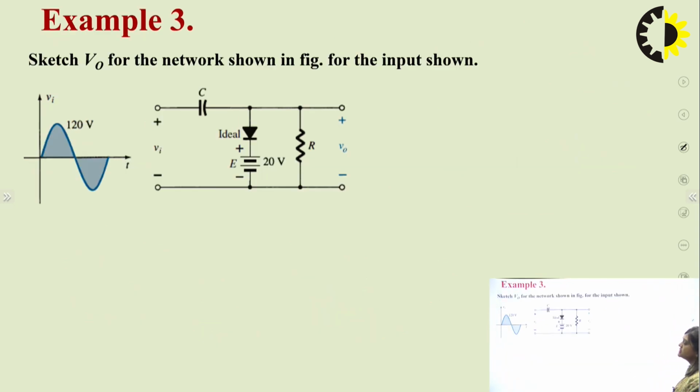Now this is another question, and here also we have taken the diode as an ideal diode, and the peak voltage that we have taken is 120 volts. So here we will see the condition when the diode will be in forward bias. In the positive half, because this is the P side and this is the positive half, this diode will be in forward bias condition.